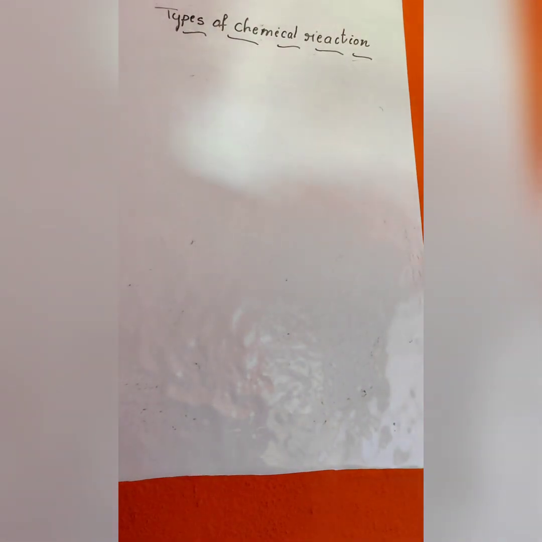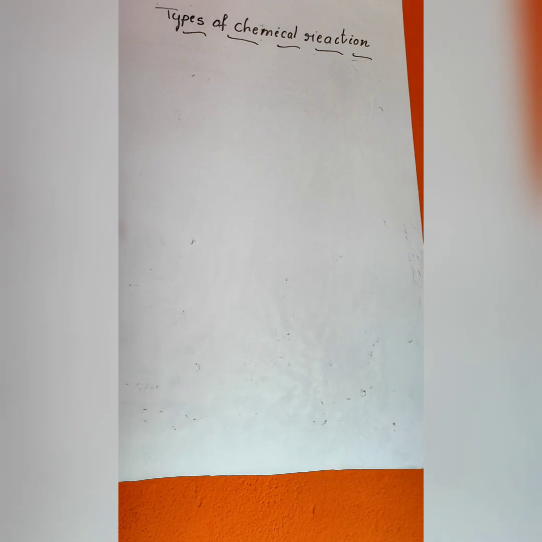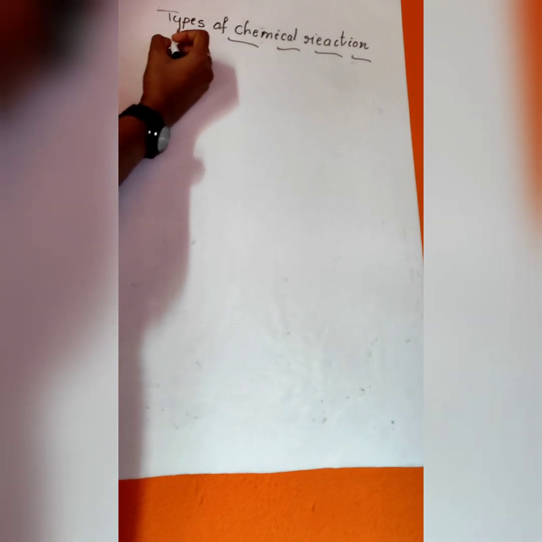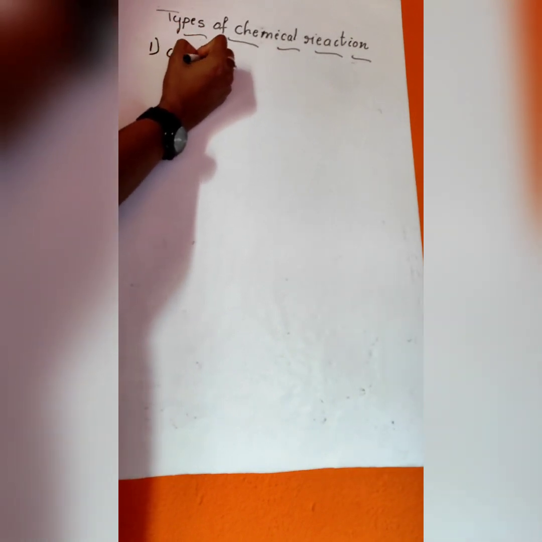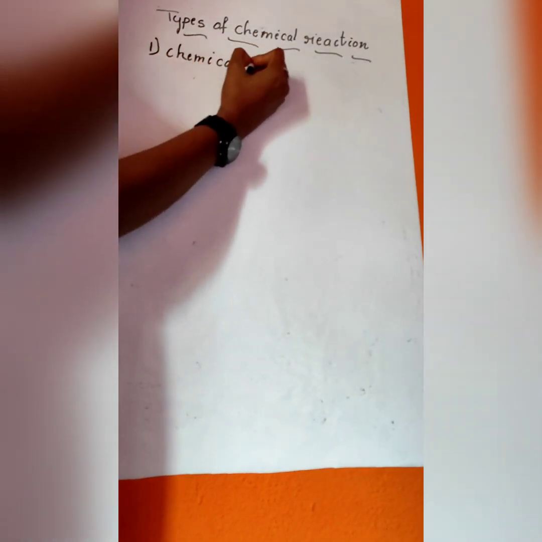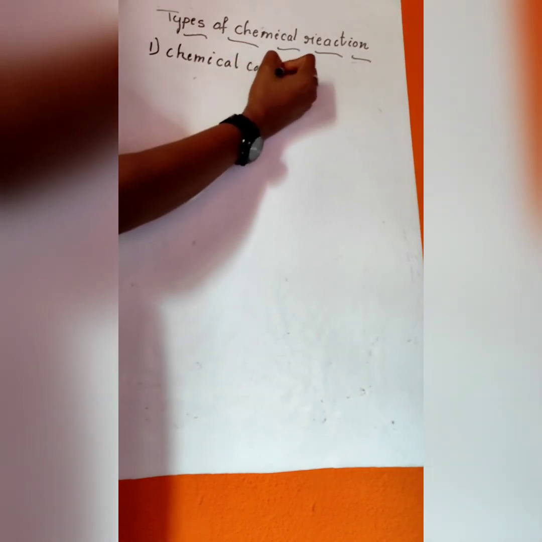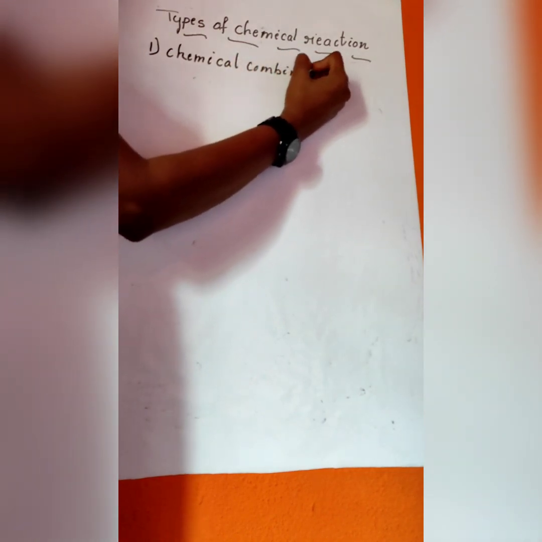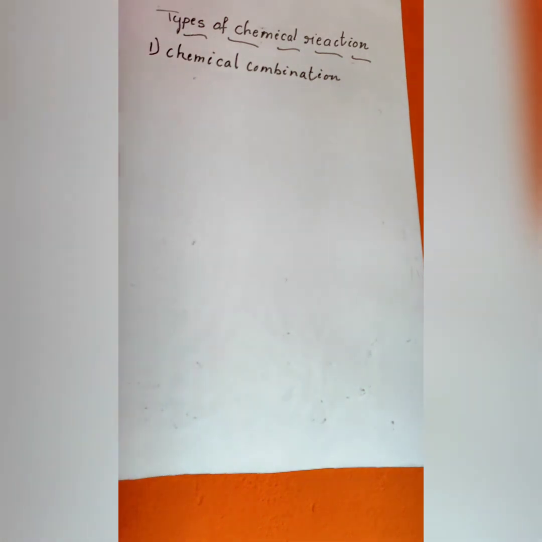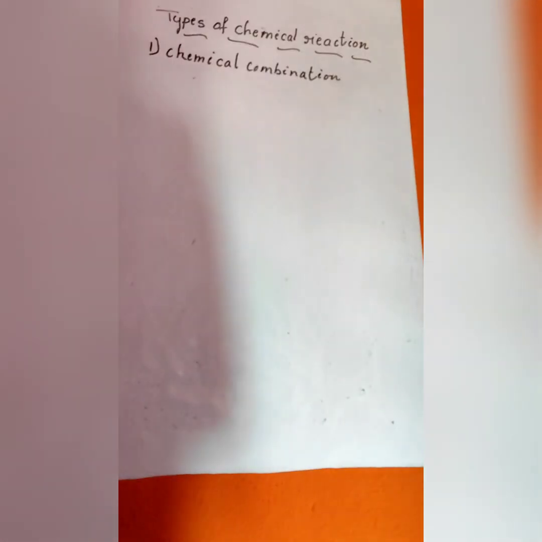Today I'm going to explain the grade 10 topic chemical equations and reactions. In that, the subtopic types of chemical reaction. A chemical reaction means two or more elements combining and forming new compounds. Reactants combine, forming a new compound, that is called a chemical reaction. The types of chemical reaction are chemical combination, decomposition, displacement, and double displacement. Total 4 types are there.